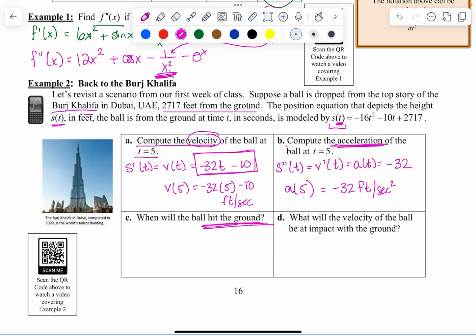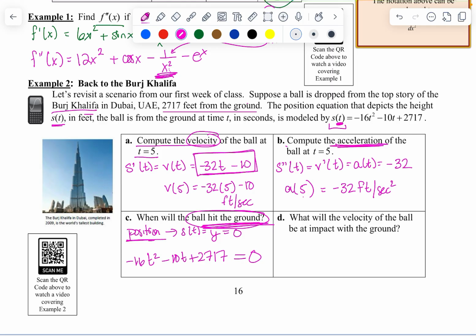When will the ball hit the ground? Which function are we going to be using to answer that question? So the ball hitting the ground, that means its position, aka S of t, aka the y value, is going to be equal to 0. So we're using the position function, which is negative 16t squared minus 10t plus 2,717, and we're going to set that equal to 0.